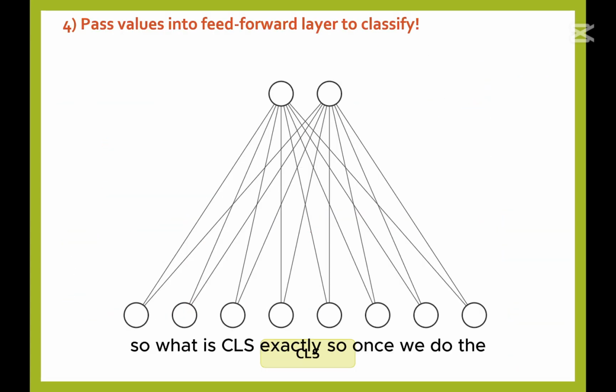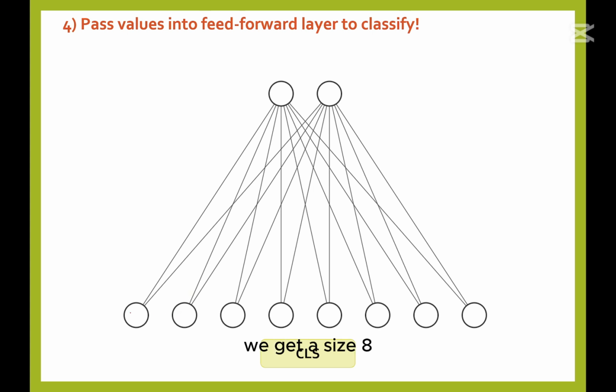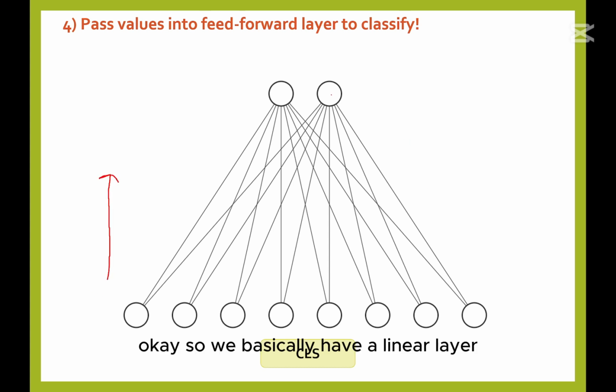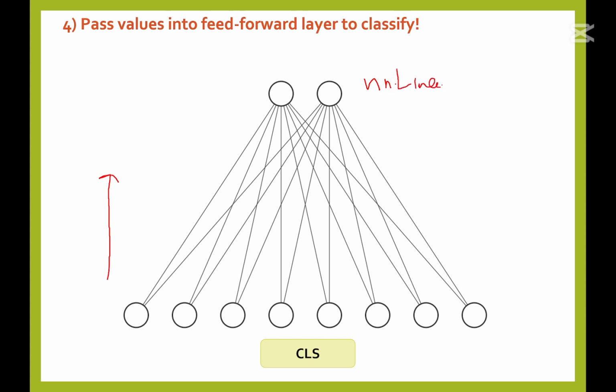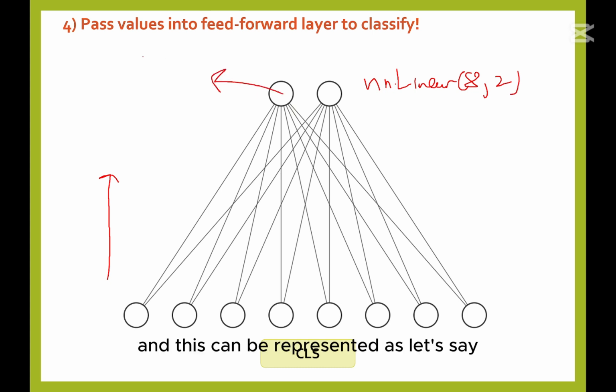So what is CLS exactly? Once we do the CLS token and we get the output for it, in this case we get a size 8 because that's our hidden size that we determined. We can then just take this size 8 and output a size 2. Okay, so we basically have a linear layer that we can linearly project to a size 2 matrix, and this can be represented as, let's say, positive and negative.